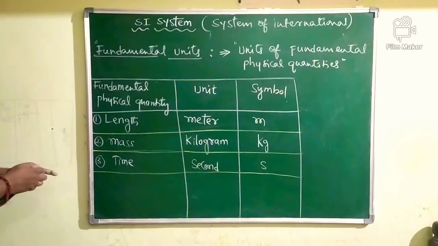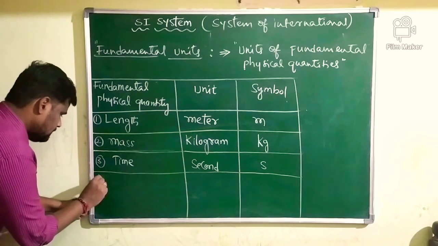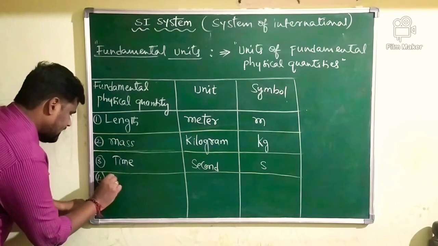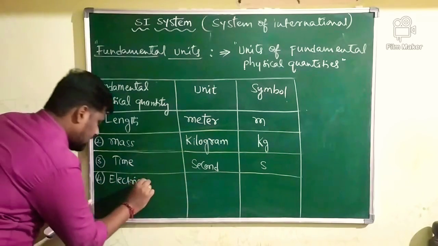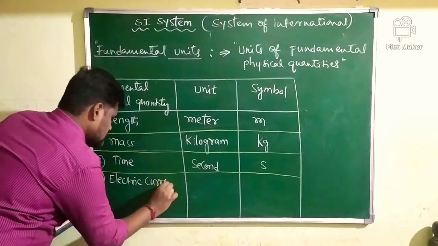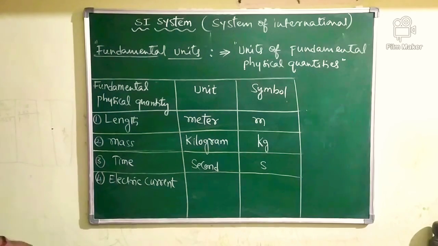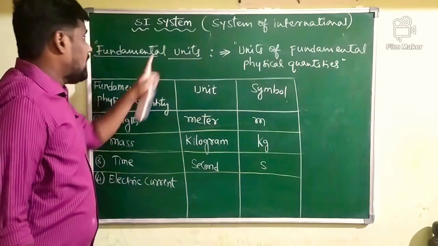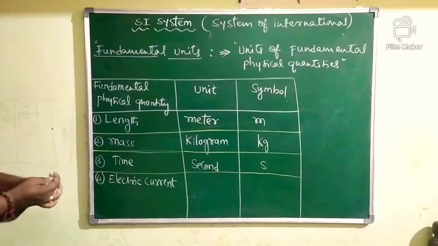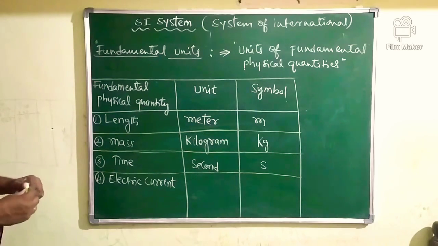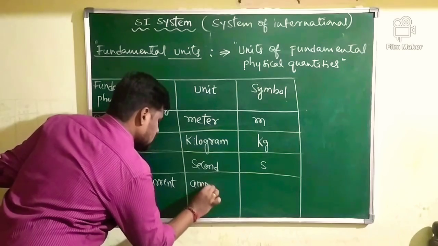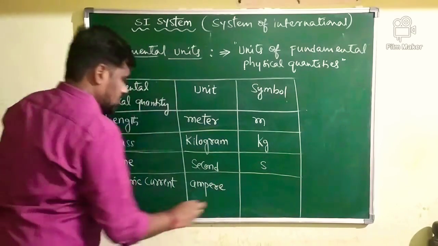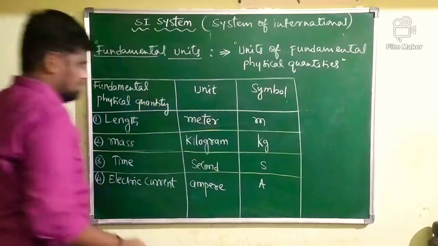Okay. Next comes the fourth one, that is electric current. The unit of electric current in the SI system is ampere. The symbol is A.